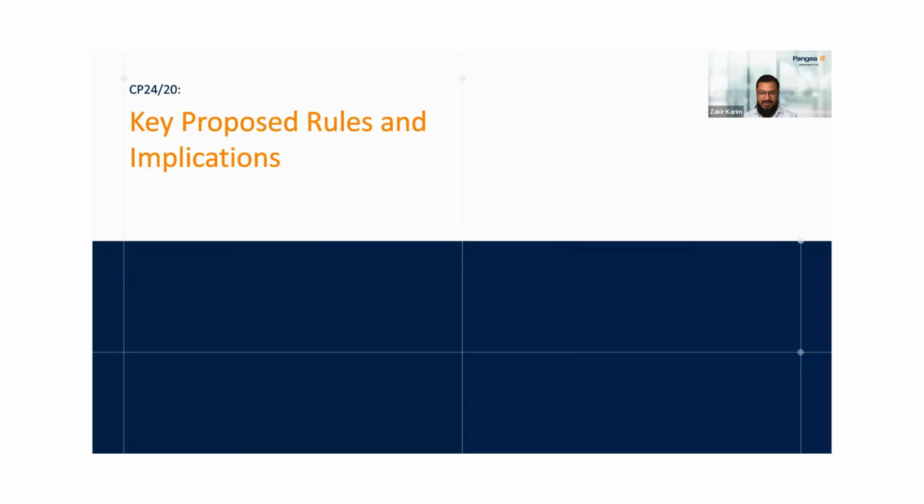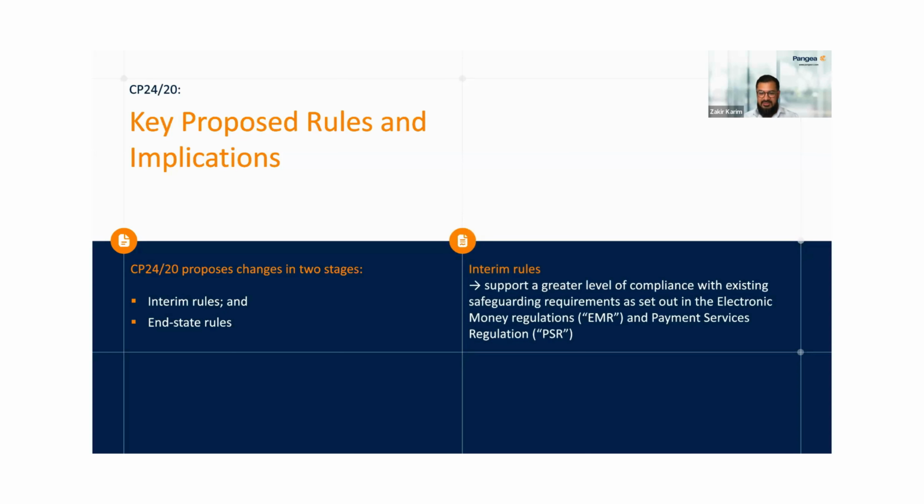Okay, now if we go into the key proposed rules and implications, the consultation paper, as mentioned, proposes changes in 2 stages. So we'll have an interim stage, and then we'll have an end state rules stage. Now, in the interim stage, the rules will support a greater level of compliance with existing safeguarding requirements. Existing safeguarding requirements are set out in the electronic money regulations, EMR, and the payment services regulations, PSR. And then after the interim stage, we'll have a second stage, the final stage, the end state rules. And this will replace the safeguarding requirements of these 2 regulations.